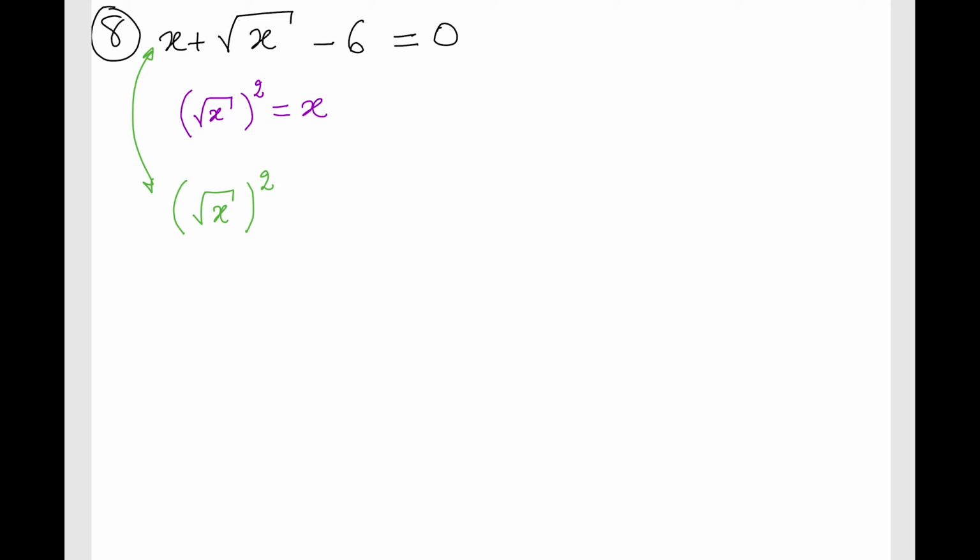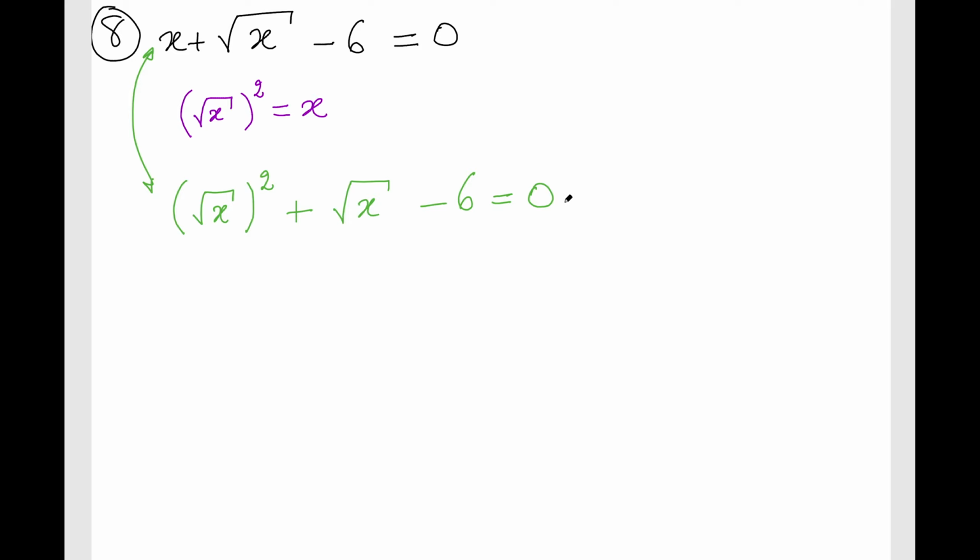So because of this observation, what I'm going to do is rewrite this as the square root of x squared, this is the x guy, plus square root of x minus 6, correct? So the green equation and the black one are the same, because if you square the square root of x, you get x. Make sense? So I'm going to rewrite x as the square root of x squared. I rewrote this guy as the square of the square root of x, and then I kept everything the same.